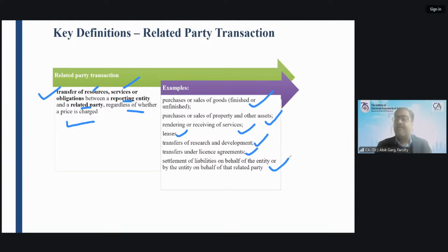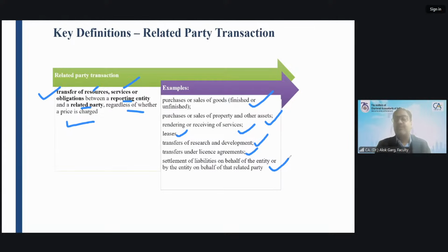So A Limited is a parent, B is a subsidiary. A is settling a liability on behalf of B Limited. B Limited has taken a loan from State Bank of India. So A Limited is settling the loan of B Limited. A Limited is paying to State Bank of India because it is a liability of B Limited.